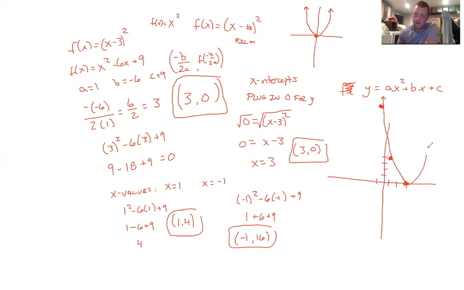I'm gonna do the same thing over here. Okay, and there would be your graph for that one. Okay, let's do the next one. The next one, we don't have to FOIL out, it's already worked out. 2x squared minus 8x plus 5.